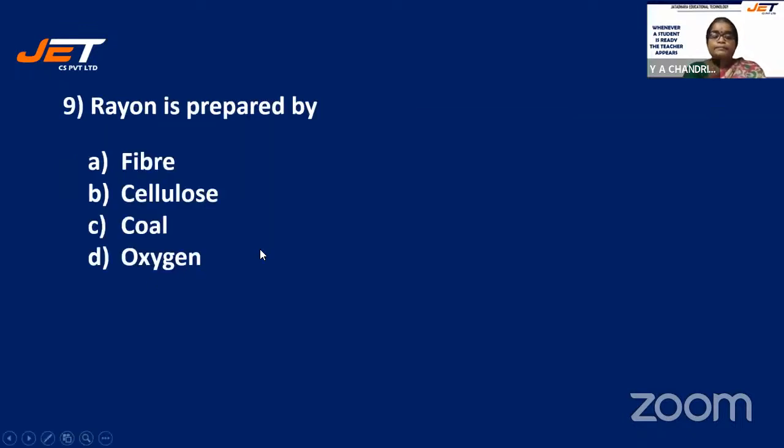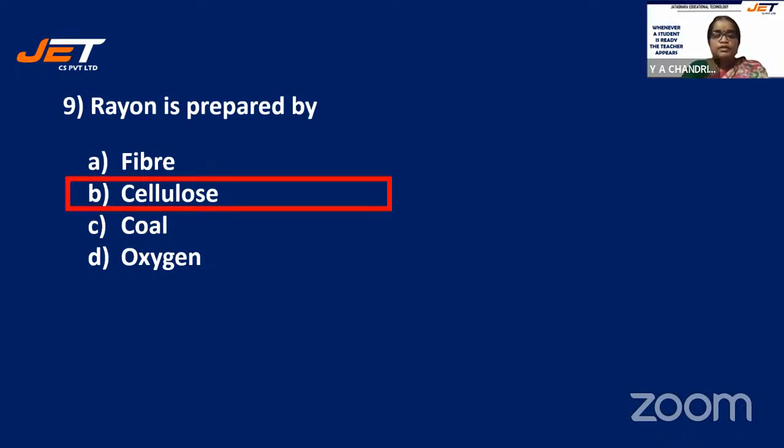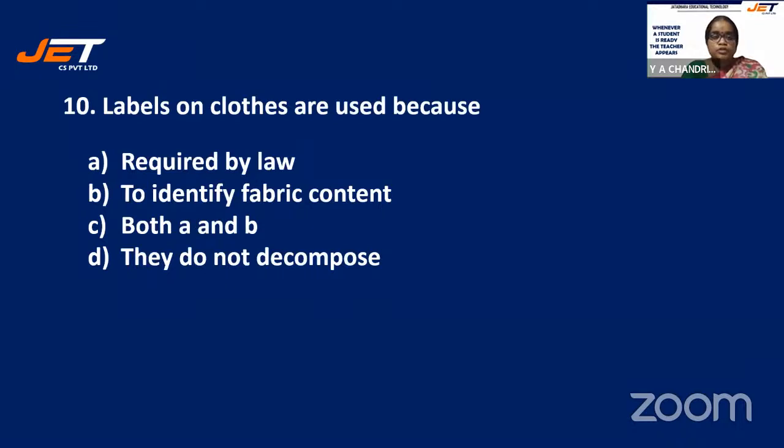Rayon is prepared by fiber, cellulose, coal, oxygen. Let us see the answer. It is option B, that is cellulose. So rayon is prepared by cellulose. Let us move to the next question.